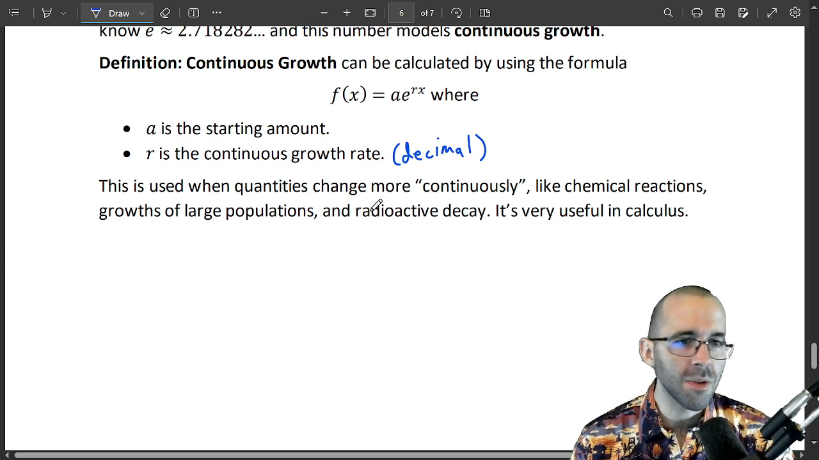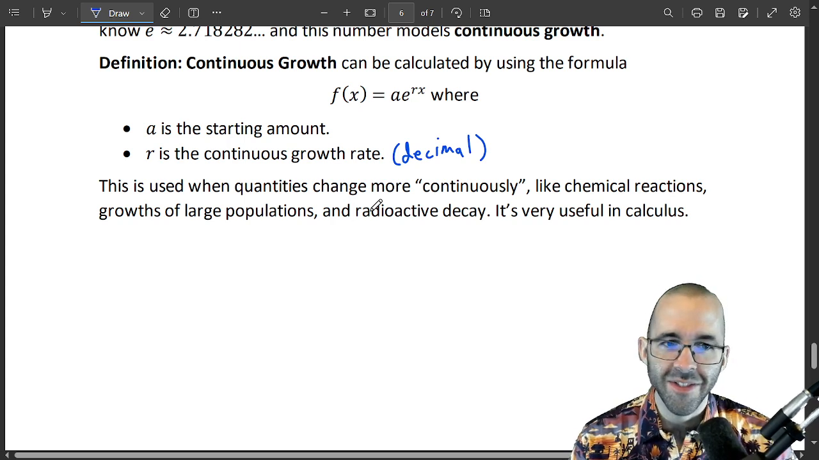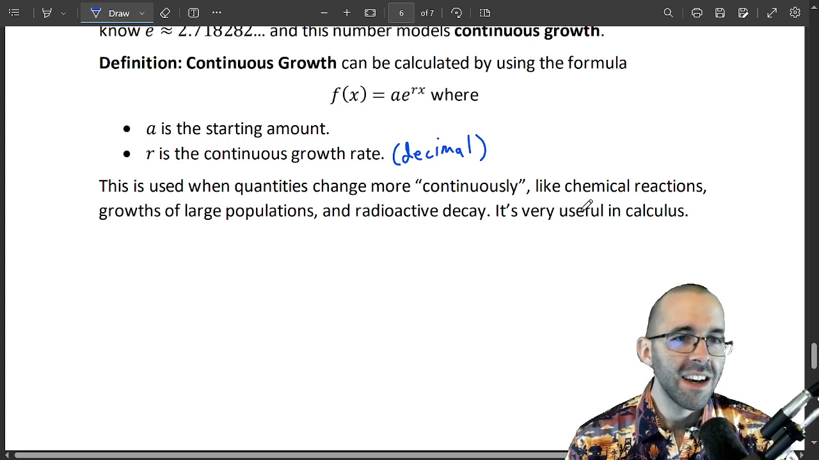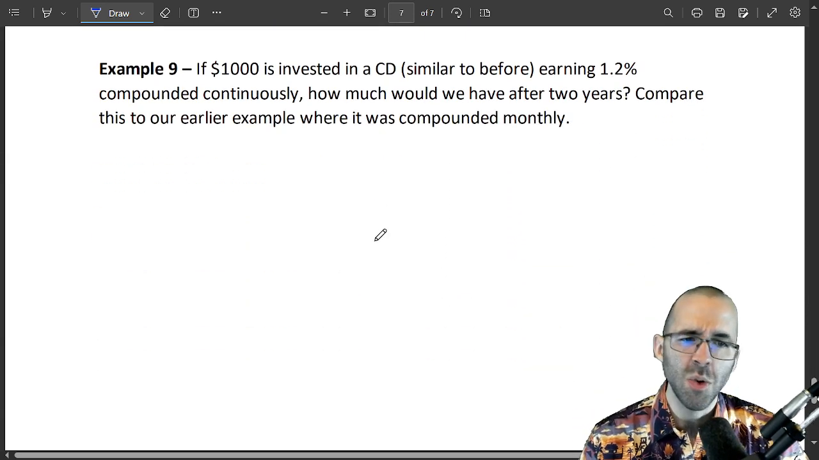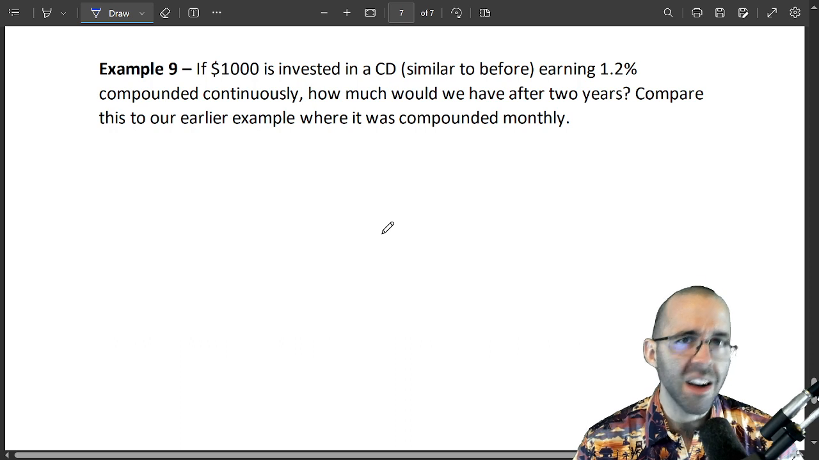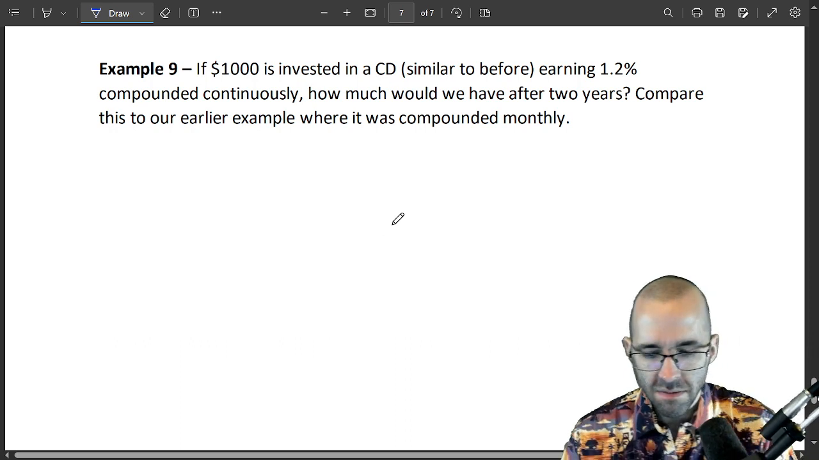Small populations don't grow this way because you either have one person or two people, not fractional people. And it's also very useful in calculus. Let's get some practice and then we'll move on. E won't be used a ton in this class, but I want to cover it, so we'll have it later.